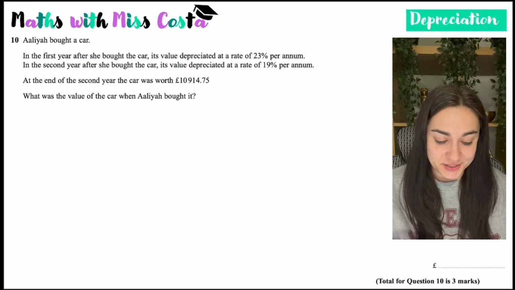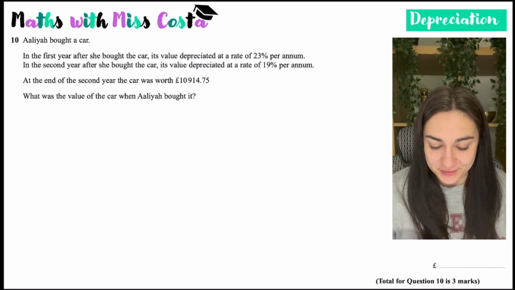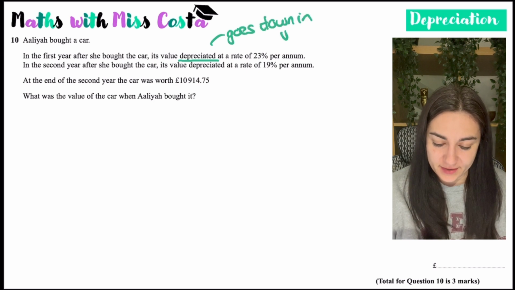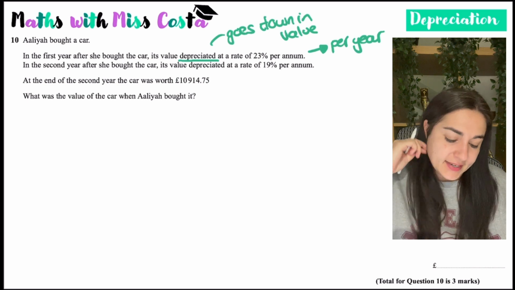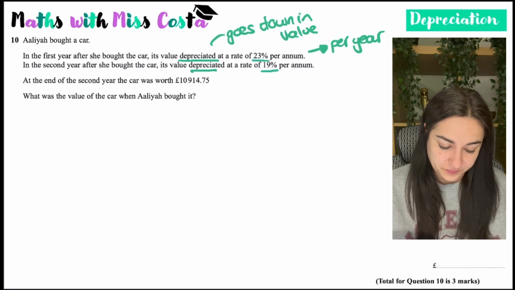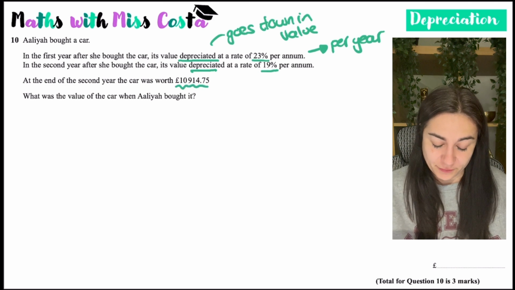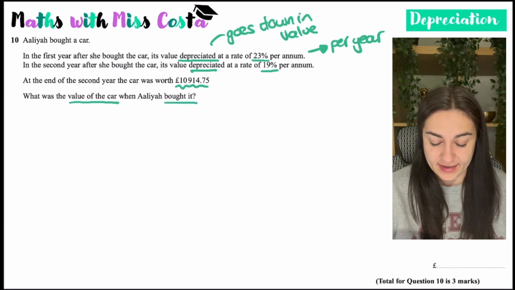Okay, so in this question, I'm told that Aaliyah bought a car. In the first year after she bought the car, its value depreciated, which means went down in value, at a rate of 23% per annum, and that just means per year if you weren't sure what that meant. And in the second year, the value depreciated at a rate of 19% per year. At the end of the second year, the car was worth £10,914.75, and I need to find out what the value of the car was when Aaliyah bought it.